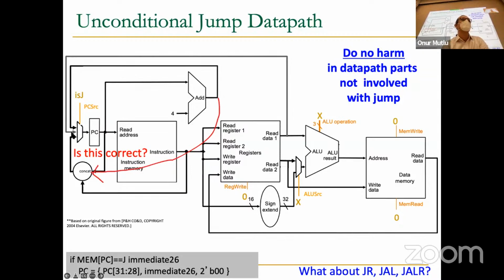Make sense? So basically, as you add different kinds of jumps, you need to add different kinds of connections coming from different parts of the data path, so that you can feed the program counter with the appropriate target address. Let's take a look at another one.